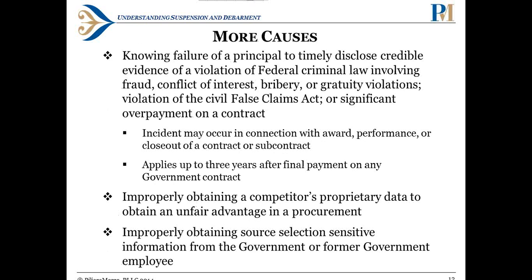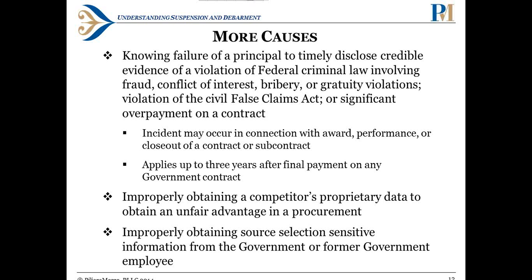Flipping to the next slide, there are more causes. This first main bullet with the two sub-bullets really captures the mandatory disclosure requirements that I mentioned on the climate slide. That you have to tell on yourself when you have credible evidence that there's been a violation in connection with your contract of things like federal criminal law involving fraud or conflict of interest, etc. And this mandatory disclosure requirement applies up to 3 years after final payment on any government contract. So there's a look back there. It's important that you're aware of that, and as we get into some of the things you can do, that you have policies and procedures in place to support the kind of reporting, disclosures and investigations that you need to do to stay ahead of things like this.